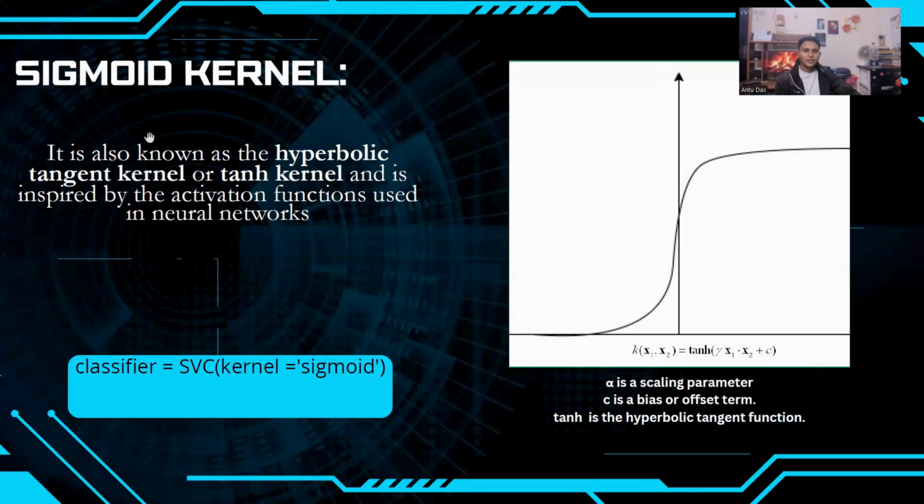Last one is sigmoid kernel. It's also known as hyperbolic tangent kernel. So this is the figure, and here is the equation for this function. Here alpha is a scaling parameter, c is a bias or offset term, and tanh is the hyperbolic tangent function. Using the classifier for this function, kernel equal sigmoid.